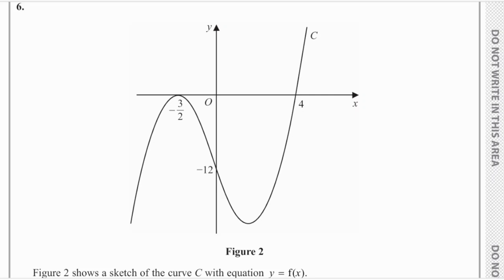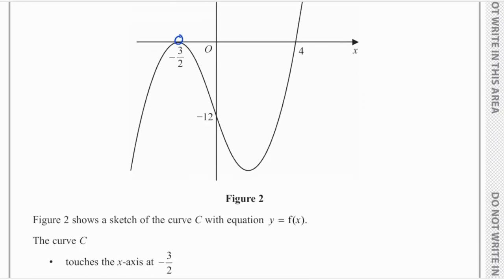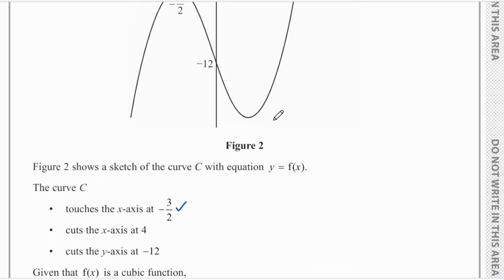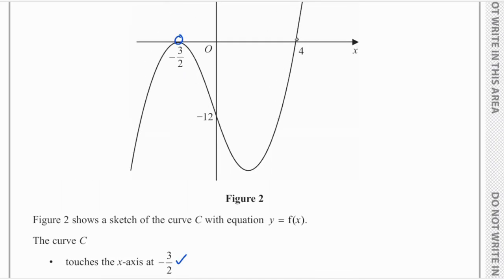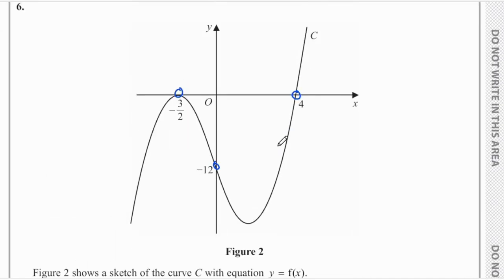Hello students, let us solve the sixth question. So this is a cubic equation graph you can see, and this graph is just touching at this point as it is mentioned here. It touches the x-axis at -3/2 and it is cutting the x-axis at 4 and the y-axis at -12. And you can see that this graph is going from the bottom to the top.